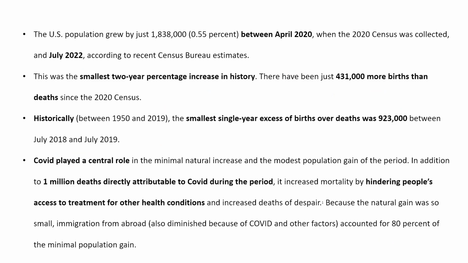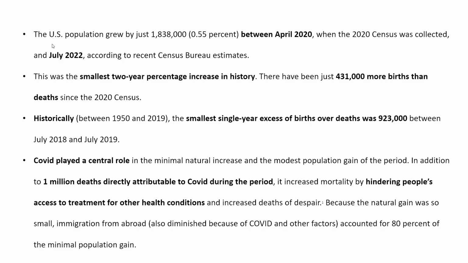We did talk about this in class. The U.S. population grew by 1.838.55% between April 2020, when the 2020 census was collected, and July 2022, according to recent Census Bureau estimates. This was the smallest two-year percentage increase in history. There have been just 431,000 more births than deaths since the 2020 census. Historically, between 1950 and 2019, the smallest single-year excess of births over deaths was 923,000 between July 2018 and July 2019. So COVID played a central role in the minimal natural increase of the period.